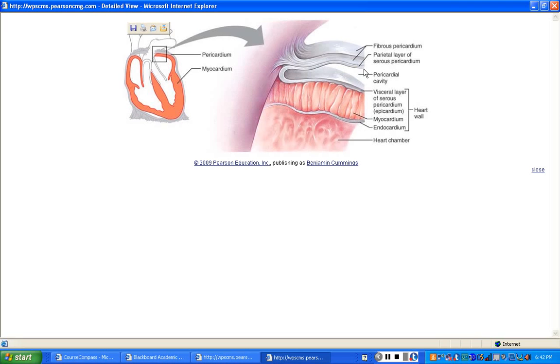So look up here for a second so you can see. Once again, this sac goes all the way around the heart, comes back up, and attaches to it like that. It's not as thick as what I made it look like. And it's got the layers in there. And what kind of fluid would be in here? Serous fluid. And what's the name of that serous fluid?